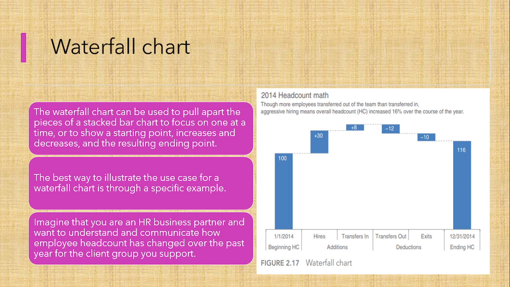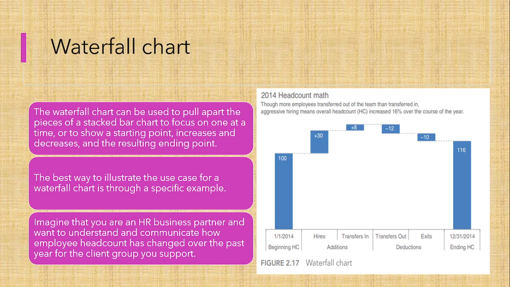We have a waterfall chart also. A waterfall chart can be used to pull apart the pieces of a stacked bar chart to focus on one at a time, or to show the starting point, increases or decreases, and the resulting endpoint. Maybe you want to see what has been happening in our human resource department, for example, from the beginning of the year to the end of the year, as we can see from this example.